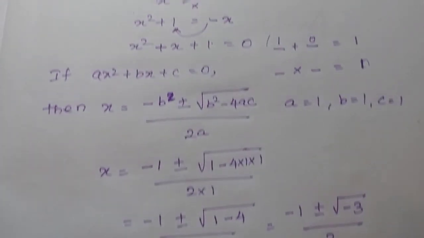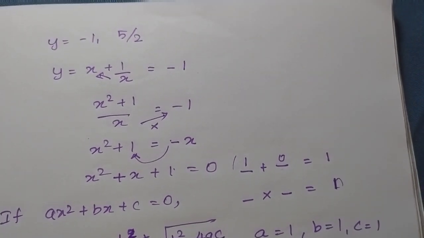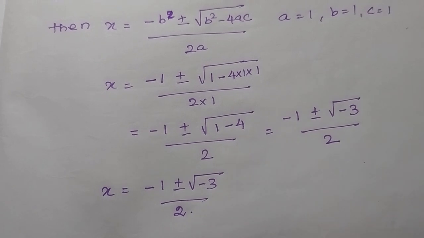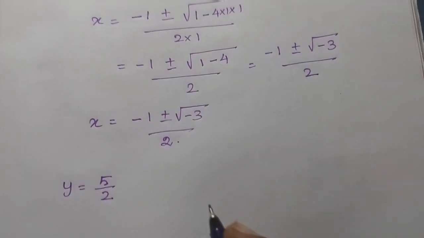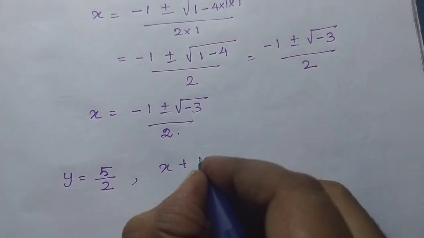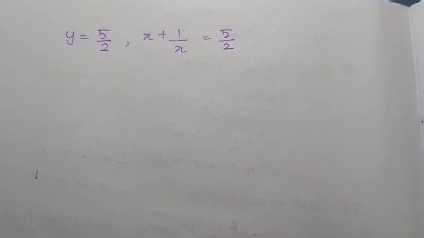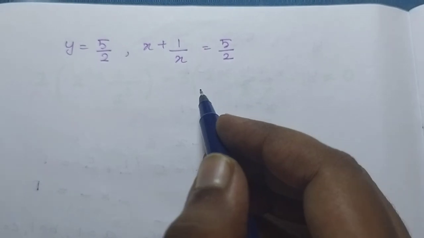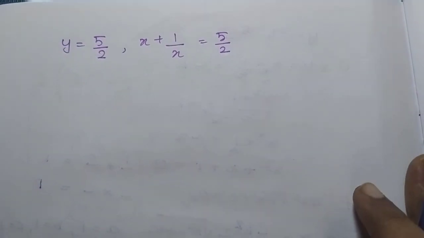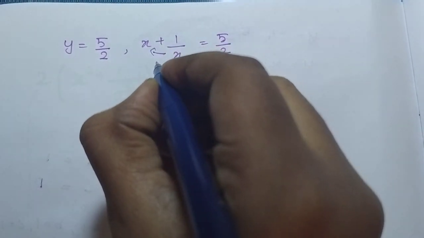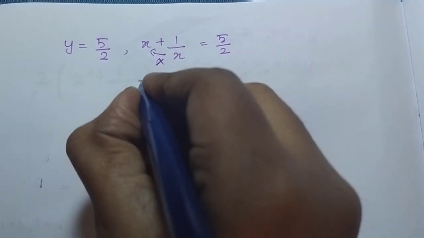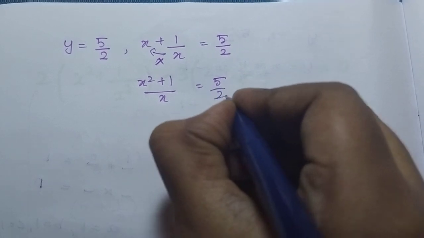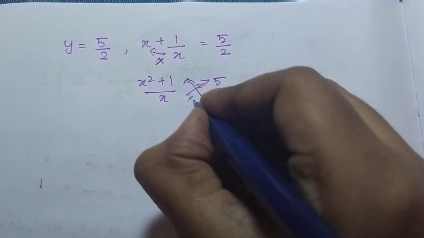Now, we have another value for y, that is 5 by 2. Now, I am going to substitute that. Therefore, if y is equal to 5 by 2, then x plus 1 by x is equal to 5 by 2. Therefore, I am going to take LCM. Therefore, x square plus 1 divided by x is equal to 5 by 2. I have to perform the cross multiplication.